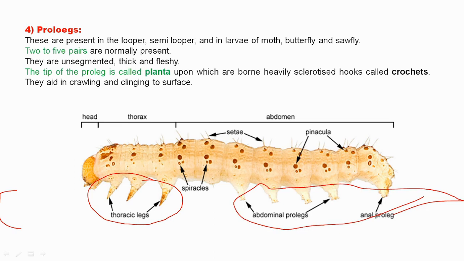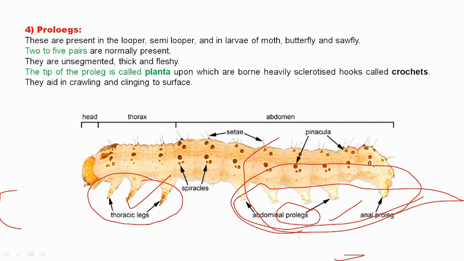So these are the abdominal legs. We call these legs prolegs or pseudo-legs. Thoracic legs are known as true legs. Abdominal legs are known as prolegs or pseudo-legs. These are present in the looper, semi-looper, and the larvae of moth, butterfly, and sawfly. These prolegs or pseudo-legs are generally present in 2 to 5 pairs.